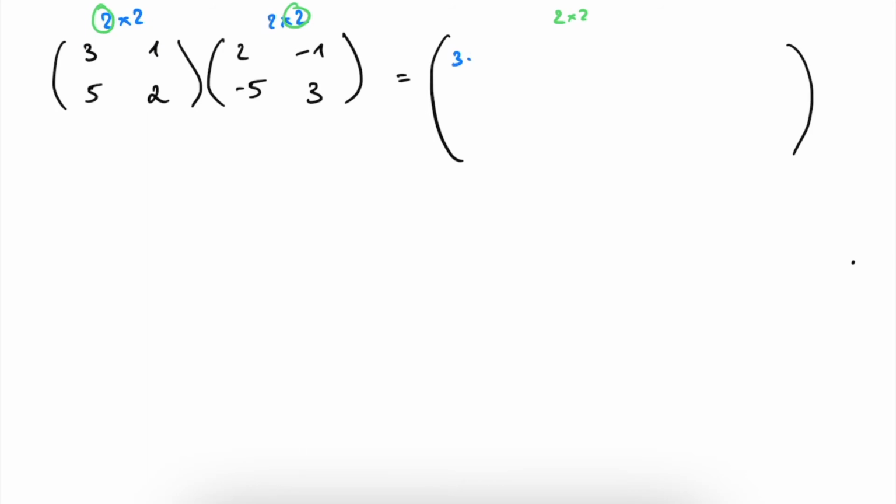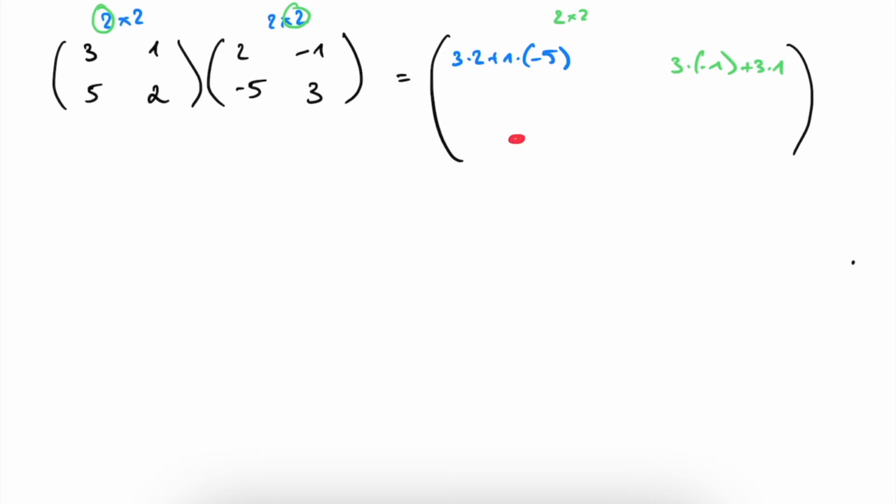So we get 3 times 2 plus 1 times minus 5. The element on the first row and second column is obtained by looking at the first row and second column, which becomes 3 times minus 1 plus 3 times 1.